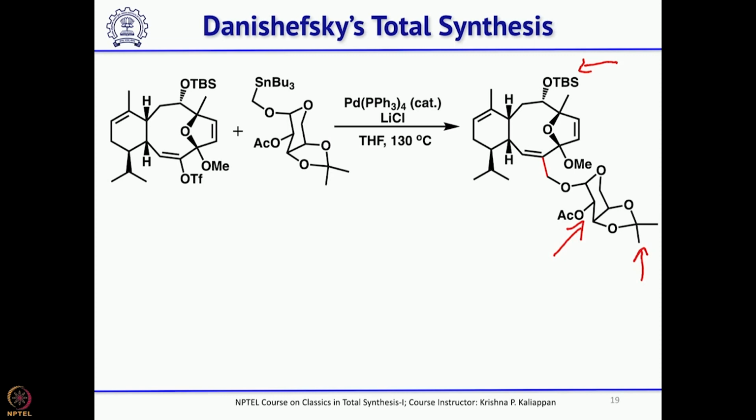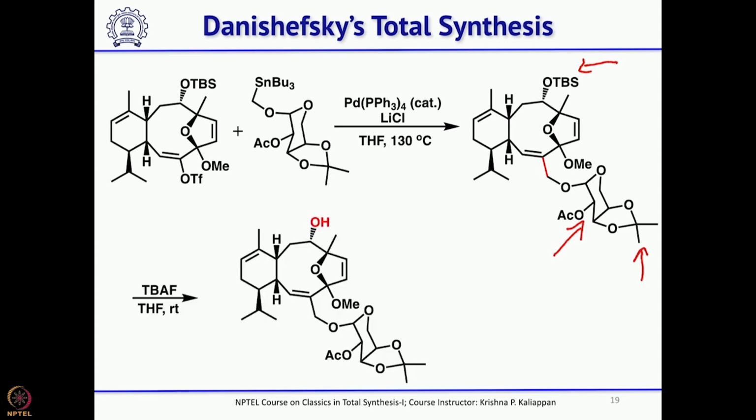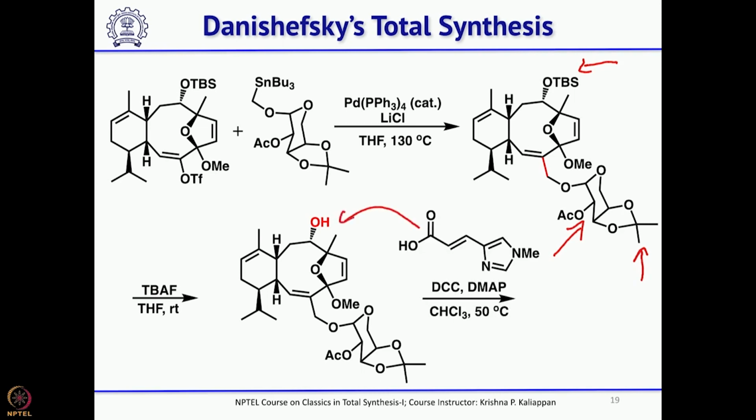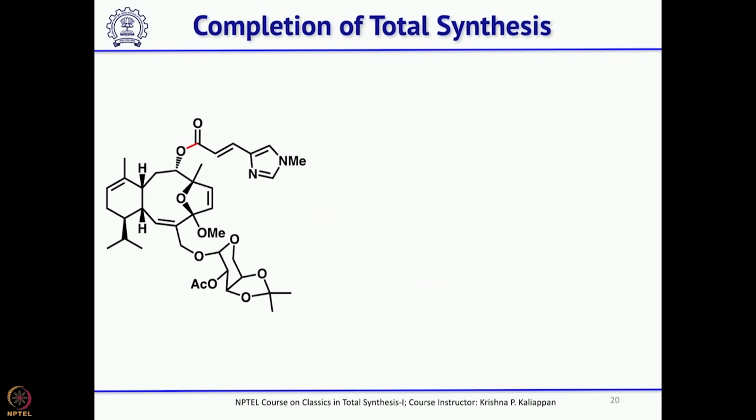First, the easiest is to remove the TBS group. Treatment with TBAF removes the TBS. Next, you have to attach this side chain. This alpha-beta unsaturated acid is a known compound, and using DCC you can couple this carboxylic acid with the alcohol to introduce the side chain on the northern hemisphere.